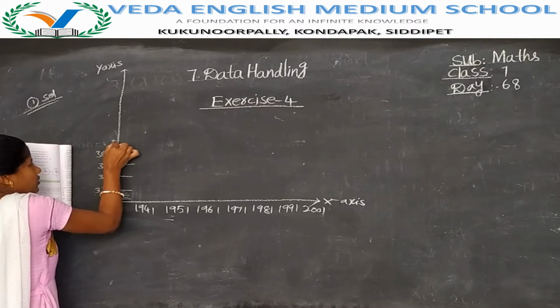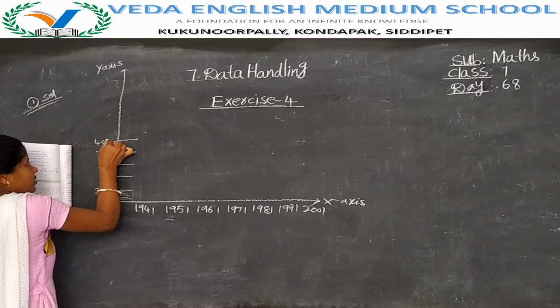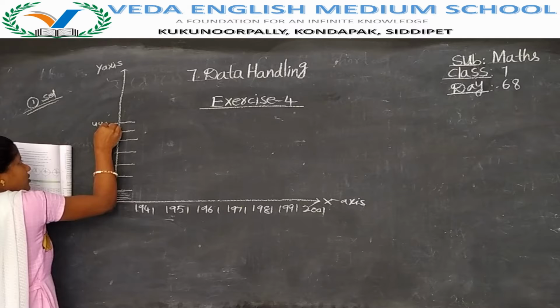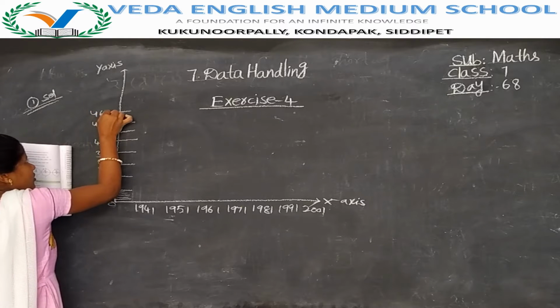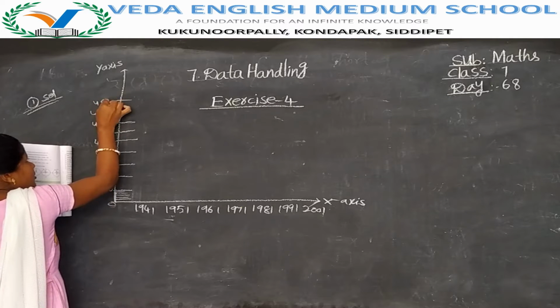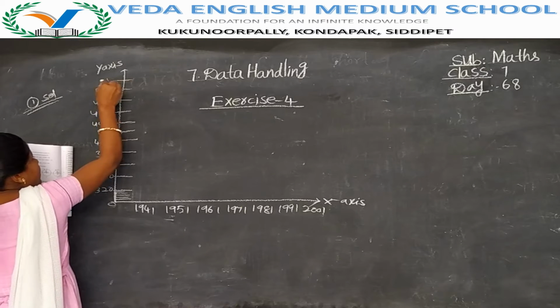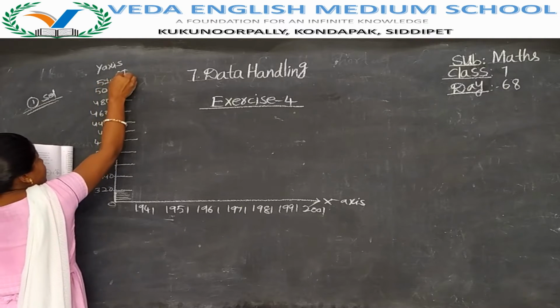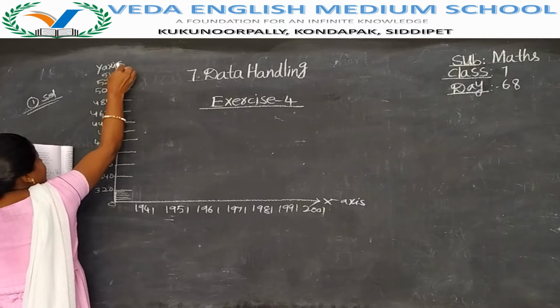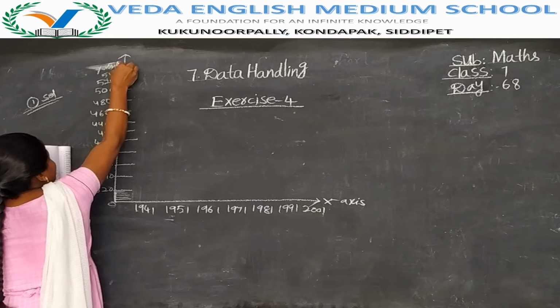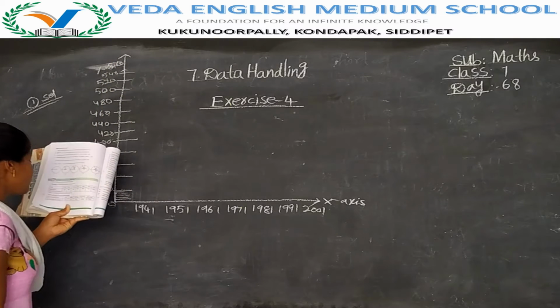Next 340, 360, 380, 400, 420, 440, 460, 480, 500, 520, 540, next 560. Like this you have to take up to 1000. 1000 is this one. First year only.